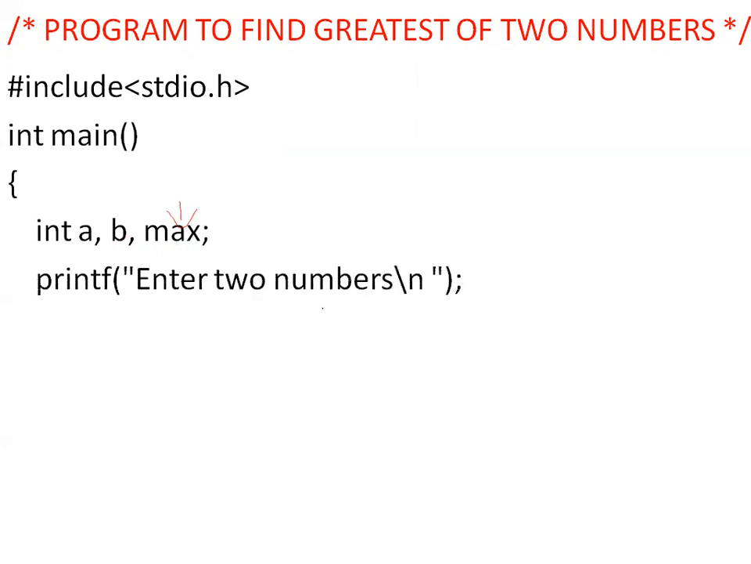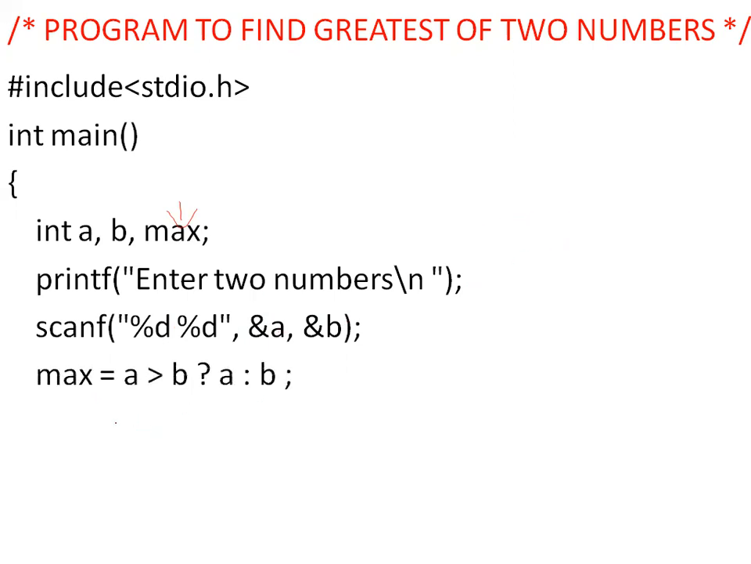Now ask the user to enter two numbers. As usual, the user enters two numbers. Using the scanf function, read the two numbers. Assume your scanf has read the two numbers into A and B. Now A and B contain the two numbers, and we need to find the greatest of these two. Just see how I modified the conditional operator statement. I have included the conditional operator in an assignment statement. This is also valid in C language.